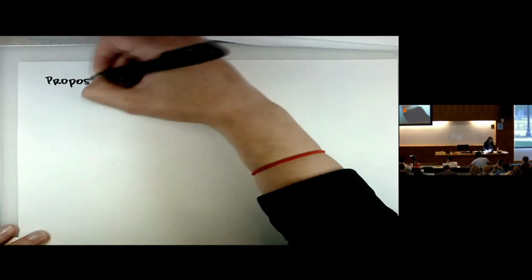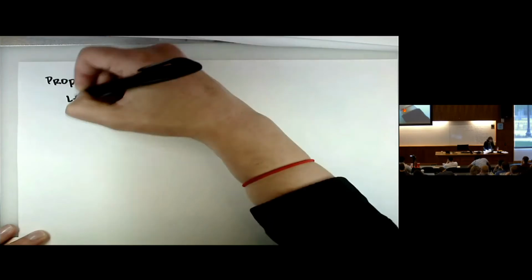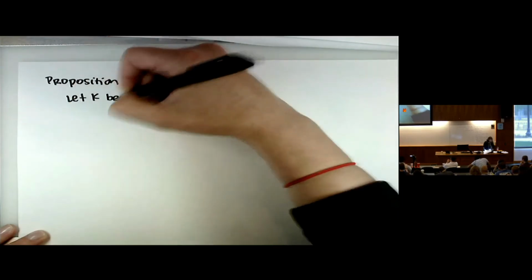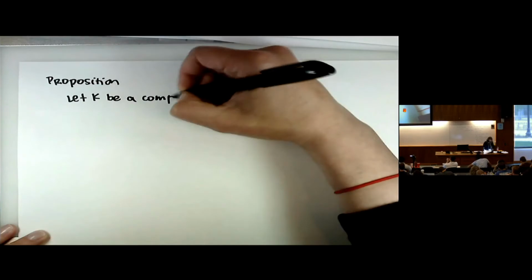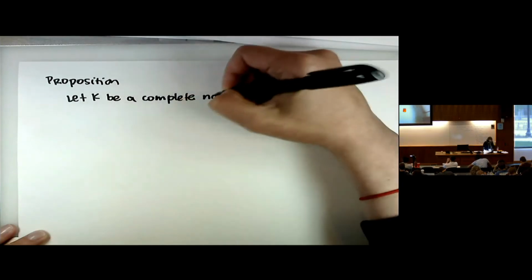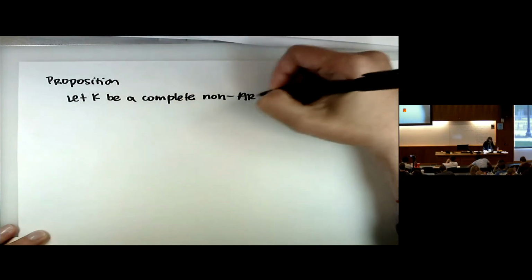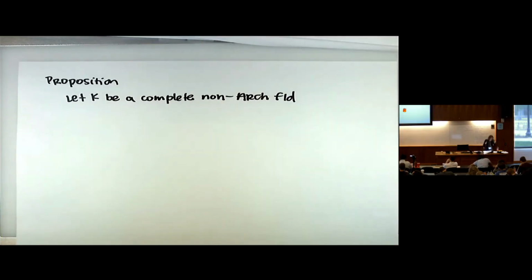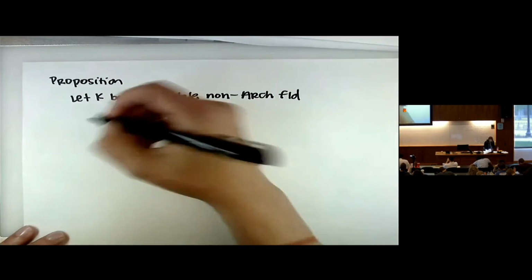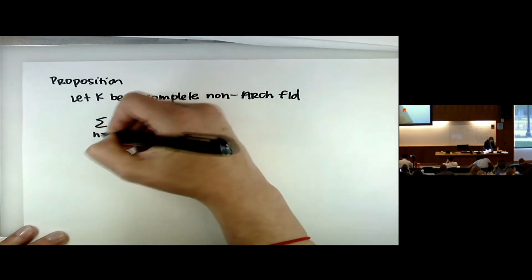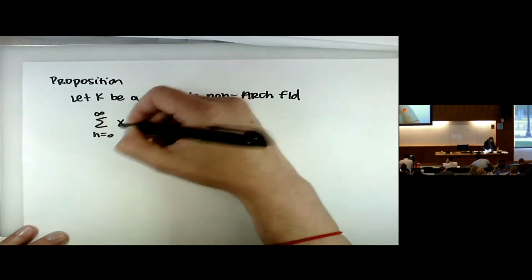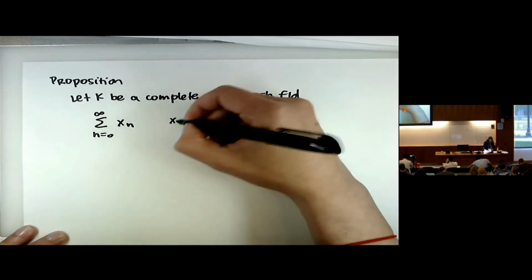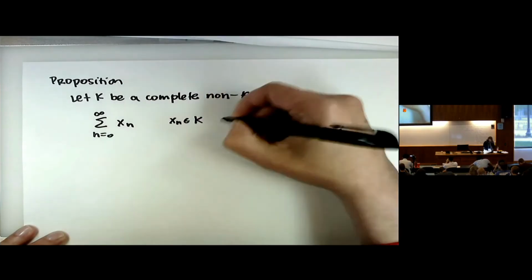But, proposition: let K be a complete non-Archimedean field. To me, this is what makes it all worth it. This series converges.